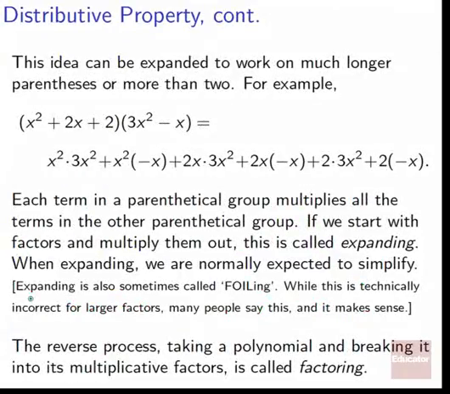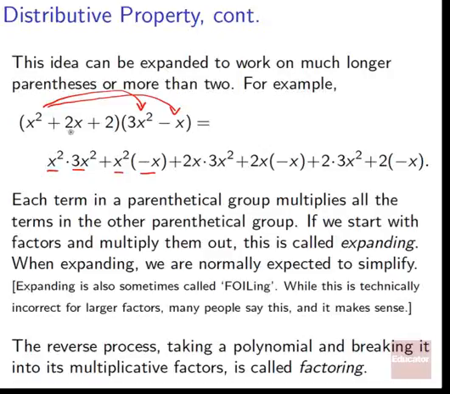This idea can expand into working on much longer parentheses than just two terms inside of it. So instead of just using binomials, we could have something like (x squared plus 2x plus 2) times (3x squared minus x). So now our first one has three terms as opposed to just two, but the same method still works. So we can have x squared times 3x squared, and then x squared times negative x.